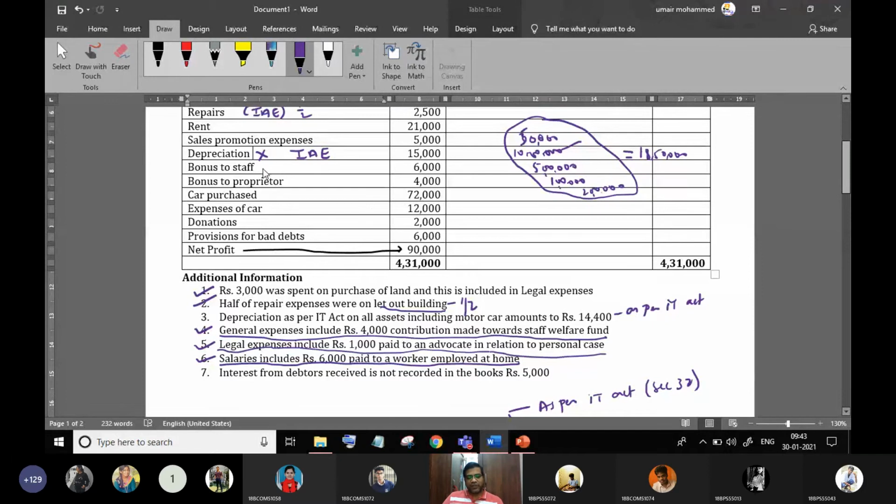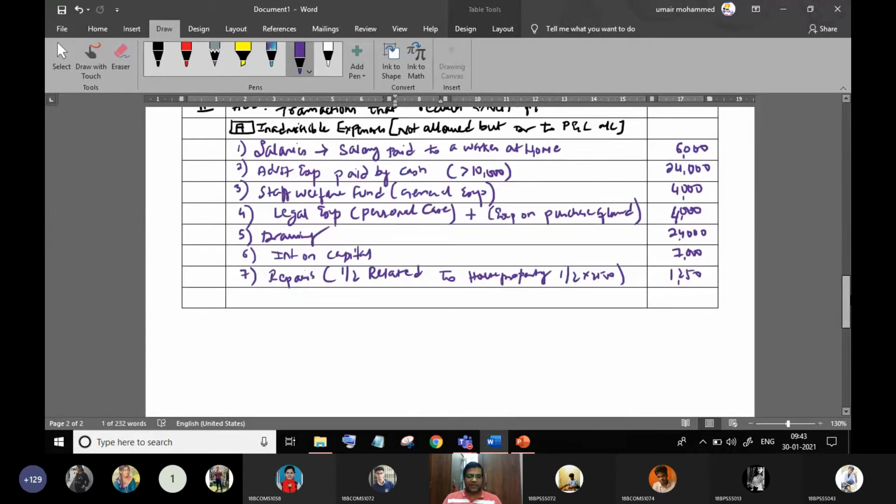Situation number 2, depreciation is given in profit and loss account, but nothing is mentioned in the adjustment. In such a scenario, what will you do? The one which is given in the profit and loss account itself will be considered as per IT Act. So that's what you guys have to remember. So since depreciation as per IT Act is 14,400, which means the amount given in P&L account is not as per IT Act. So therefore it becomes inadmissible.